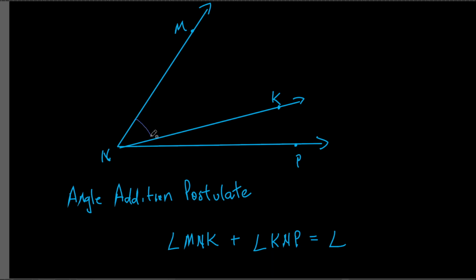I'm taking this angle, which is MNK, and I'm taking this angle right here, which is KNP. What would they combine to be? Say it. MNP. Very good. Angle MNP. That's basically what the angle addition postulate is. It just means those are equal to each other. For instance, if this was 50 degrees and this was 20 degrees, what's this whole big angle right there? 70 degrees. You got it?